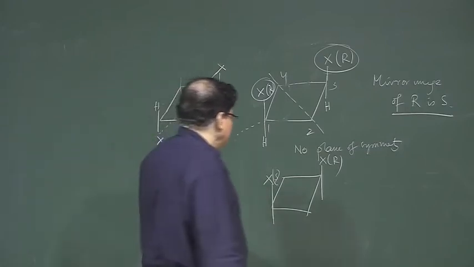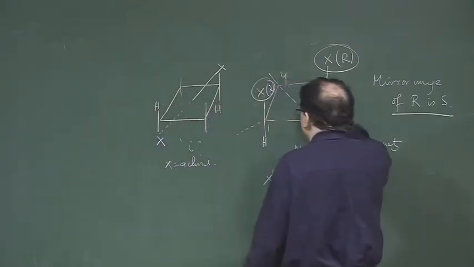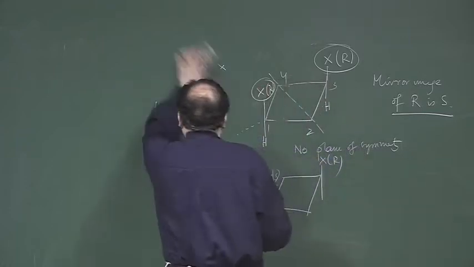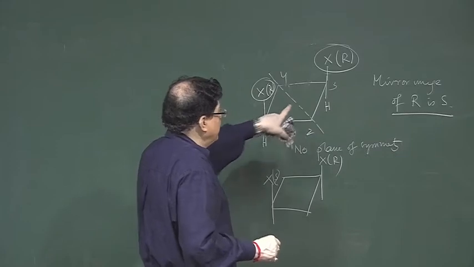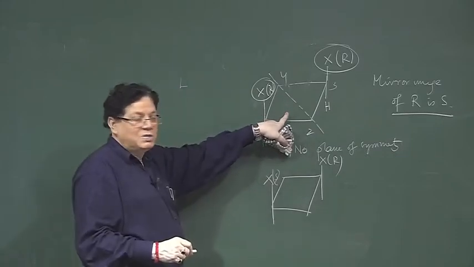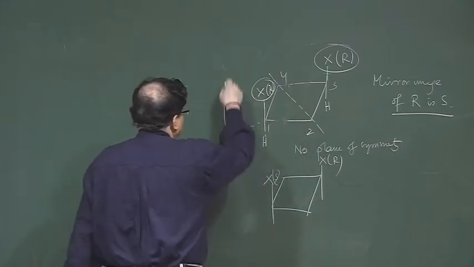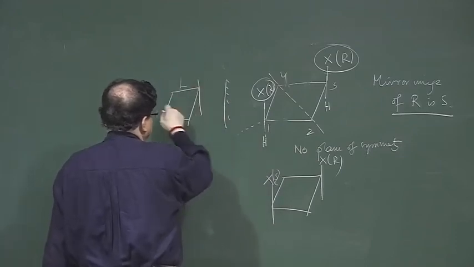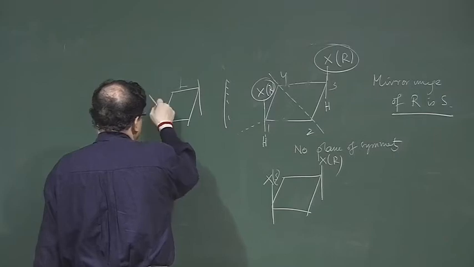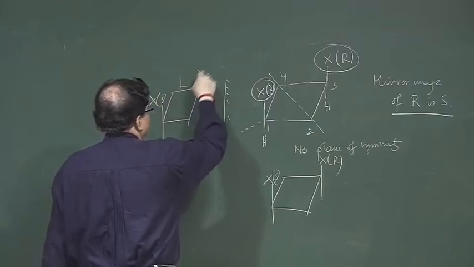Some people who are clever can immediately tell that this cannot have a plane of symmetry, because if it has a plane of symmetry, it becomes achiral, it is not chiral. So, they will immediately take a mirror image, and in the mirror image what happens? R becomes S, S becomes R. So, this will become XS and this will also become XS.